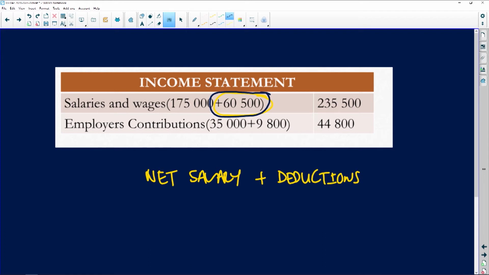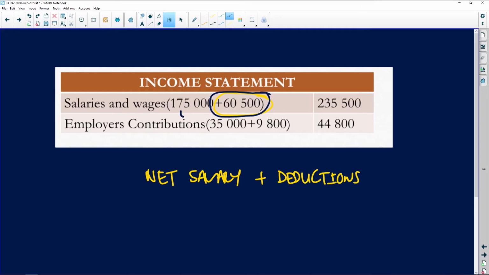Clear? Okay, so make a mental note of this here. Net salary plus your deductions will give you your gross salary. I repeat, your net salary plus your deductions will give you your gross salary. So what do we do? We add it to salaries and wages. There we have the 175,000, add the 60,500 to give me my amount for my income statement, which is 235,500. So once again, your net salary plus deductions will give you your gross salary.